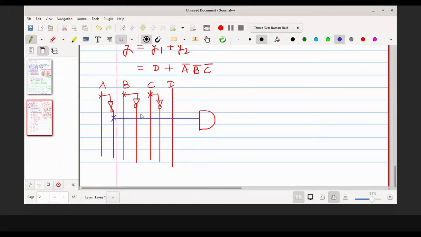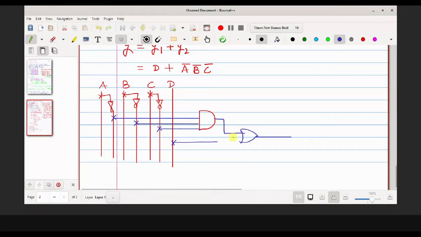A bar, and I have B bar, and finally I have C bar. And all these things have been ORed with simply the D. So this is my implementation for Y. This is my Y2 and this is my Y1. So I got final Y as Y2 plus Y1, that is nothing but E plus A bar, B bar, C bar.